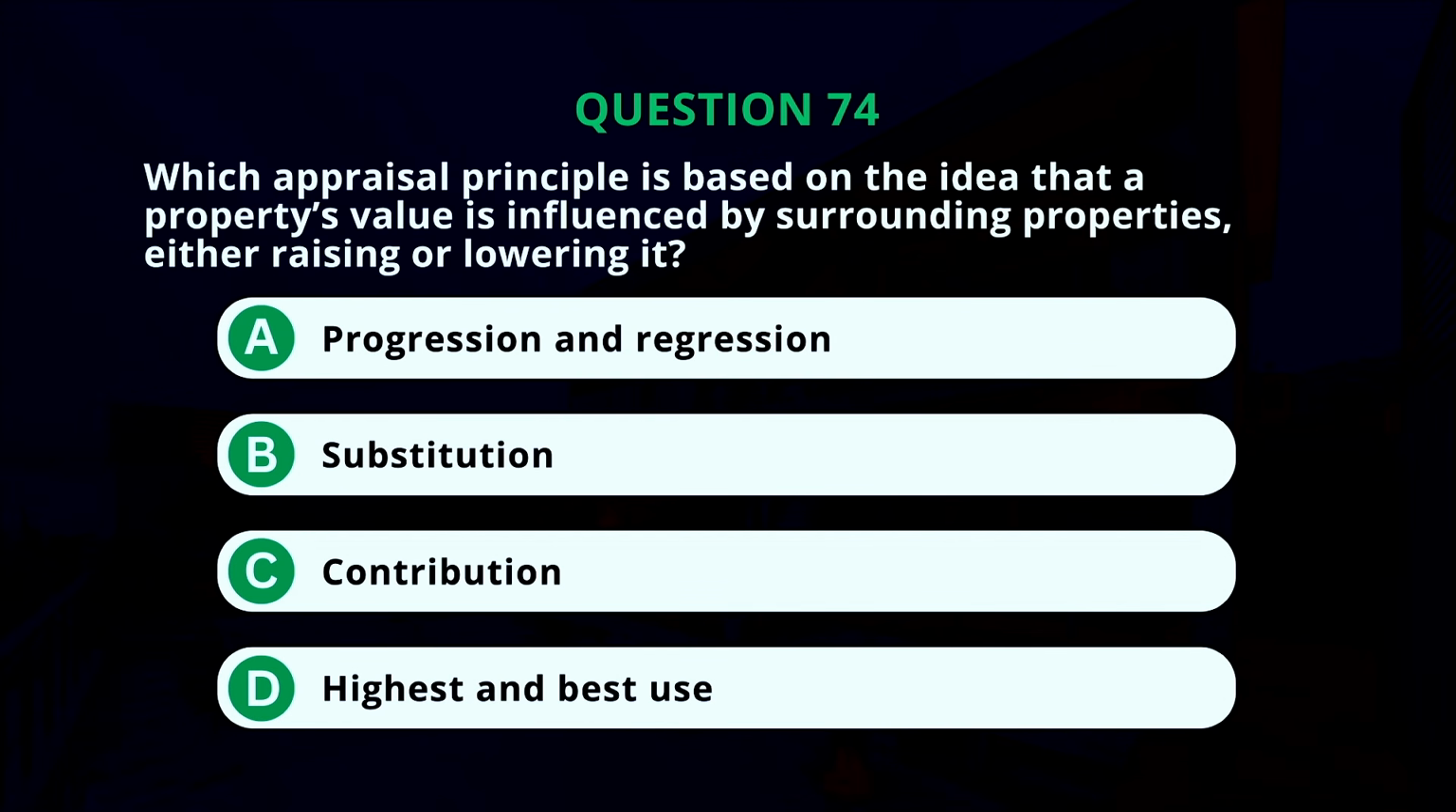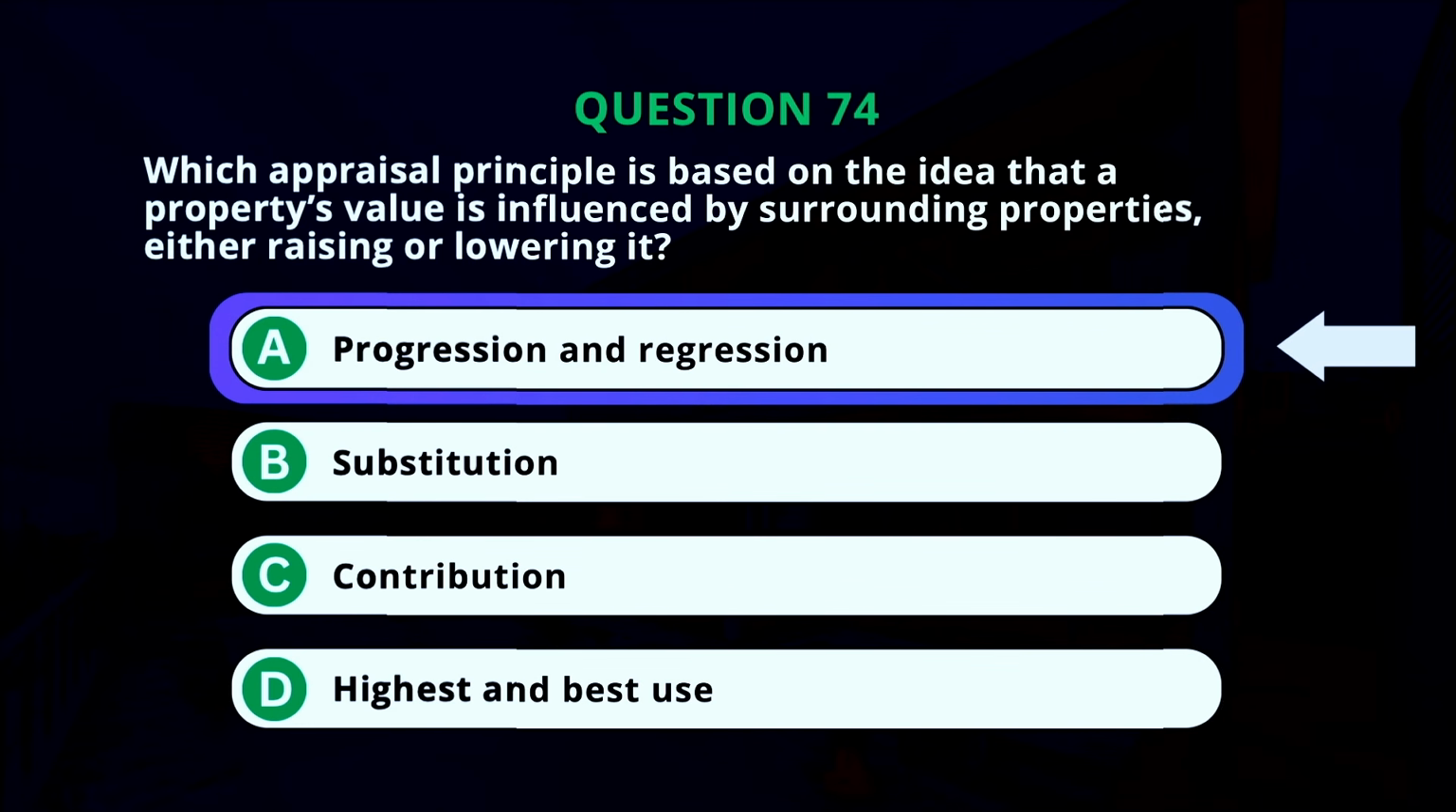Question number 74. Which appraisal principle is based on the idea that a property's value is influenced by surrounding properties, either by raising or lowering it? Letter A, progression and regression. Letter B, substitution. Letter C, contribution. Letter D, highest and best use. And the answer? Letter A, progression and regression.